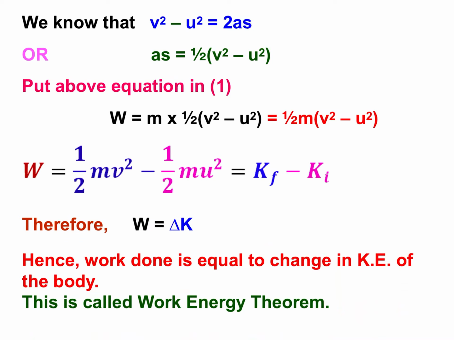What is work energy theorem? Work done is equal to change in kinetic energy of the body. We know that work done W is equal to half mv square minus half mu square. We have proved this in the previous equation.